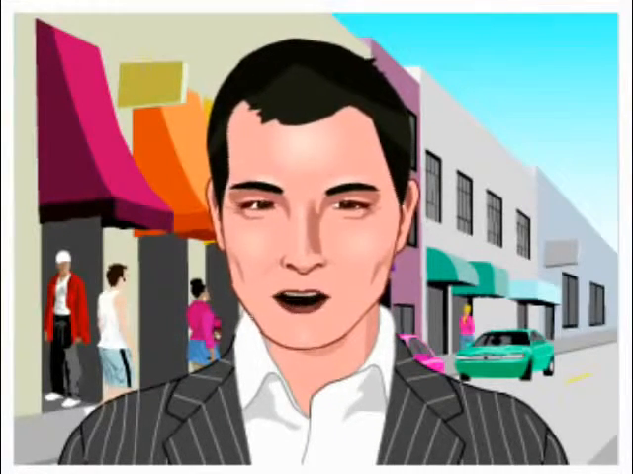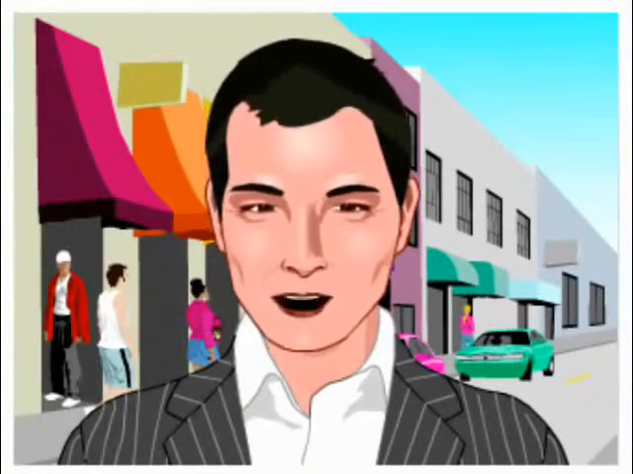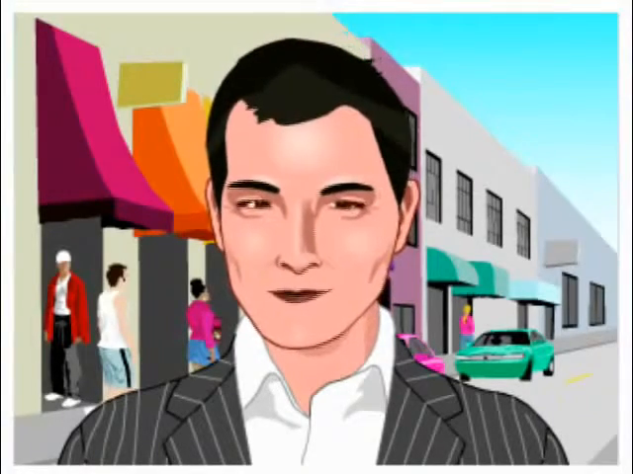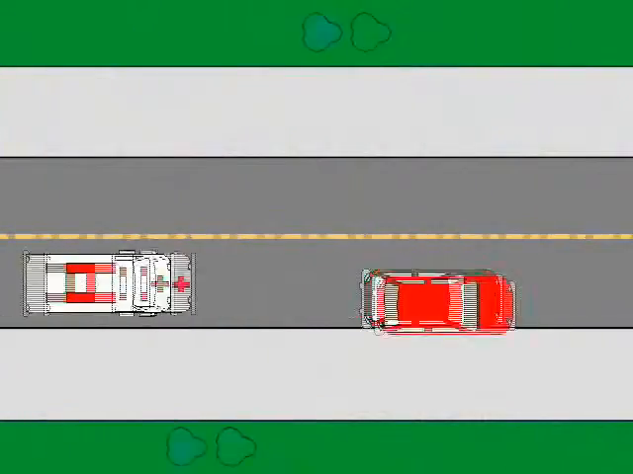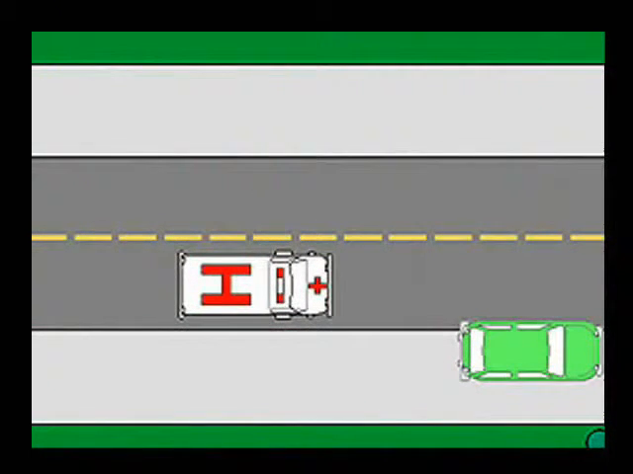Never pass a vehicle that has stopped at a stop sign, traffic light, or crosswalk. Always yield the right-of-way to emergency vehicles when they have their lights flashing and the siren on. Pull to the right as far as possible. Remain stopped until the emergency vehicle has passed.